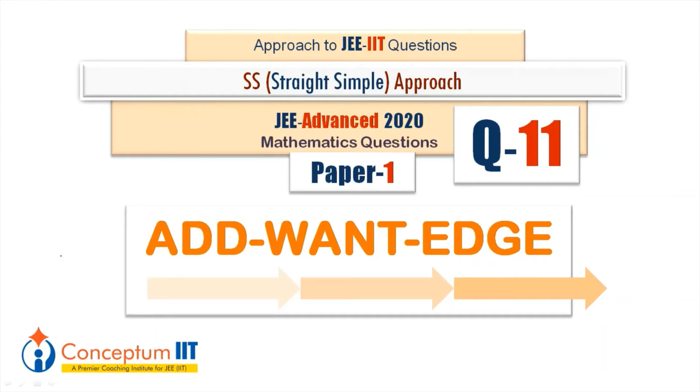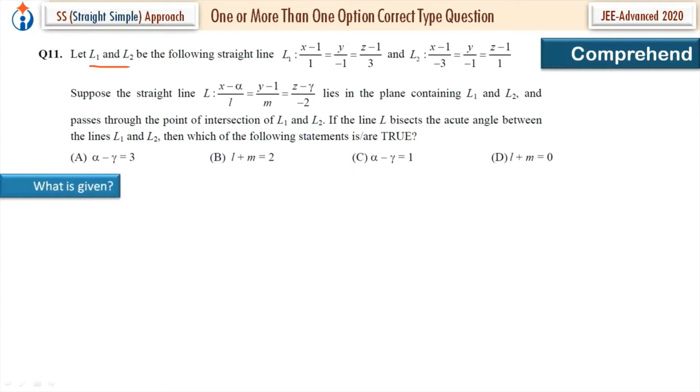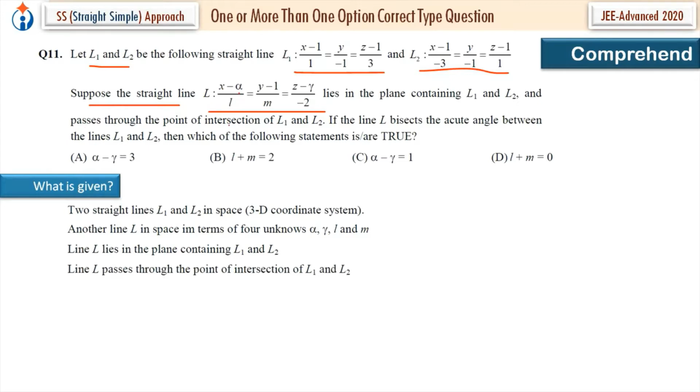Question number 11. Let's comprehend what is given. Let L1 and L2 be the following straight lines. So two straight lines, equations is given in three-dimensional coordinate system. Another line, suppose the straight line L, which is in the four unknowns alpha, m, L, gamma, lies in the plane containing L1 and L2 and passes through the point of intersection of L1 and L2.